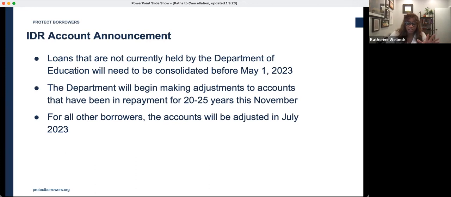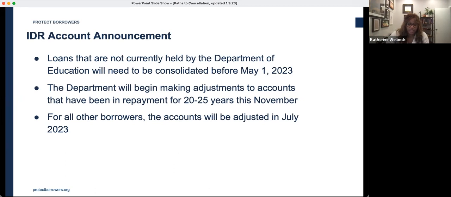The timeline for this account adjustment to be applied depends on how close you are to that 20 or 25 years needed for cancellation. If you have been in repayment for 20 to 25 years, the Department of Education has stated that it will begin adjusting accounts in November of last year. And if you've not been in repayment that long, all other accounts are going to be adjusted in July of 2023.